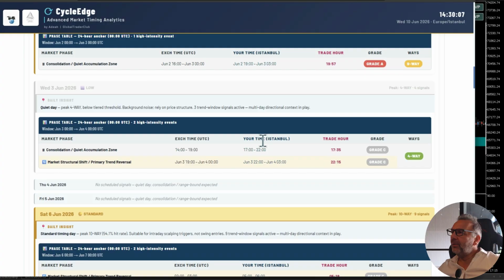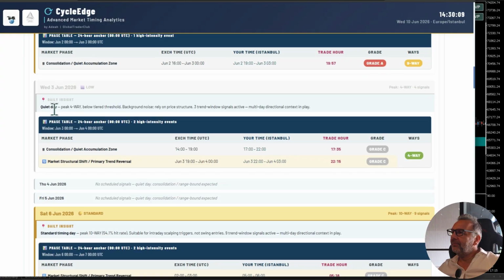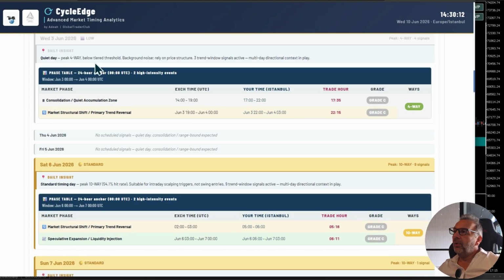All right, so then what? Wednesday, quiet day, below tiered threshold, background noise, rely on price structure. 3 trend windows signals active, multi-day directional context in play. This is gold. Multi-day directional context in play. What does that tell you? What's been happening for the past few days? We're going down. So this is still in play. So I already have a bias. If the market is going down for the past few days, this context is still in play.